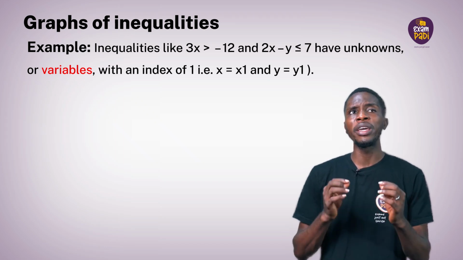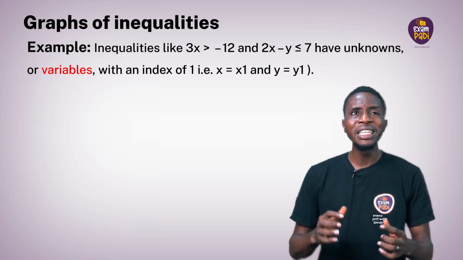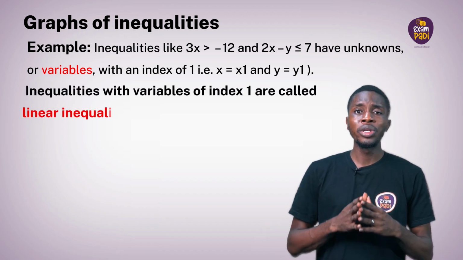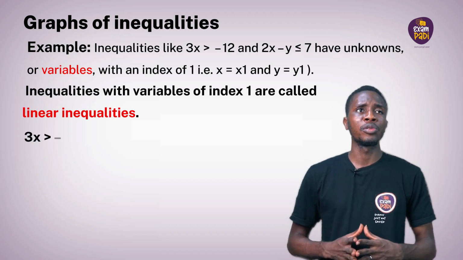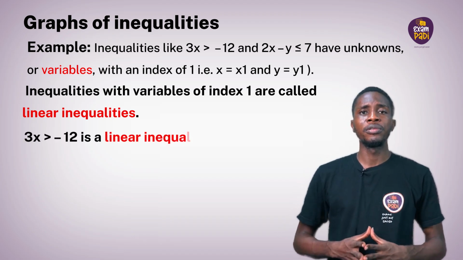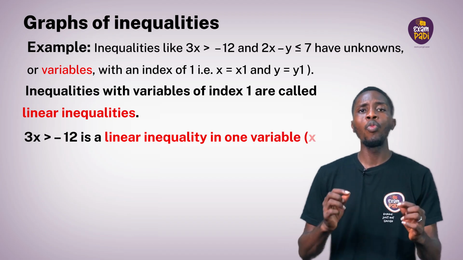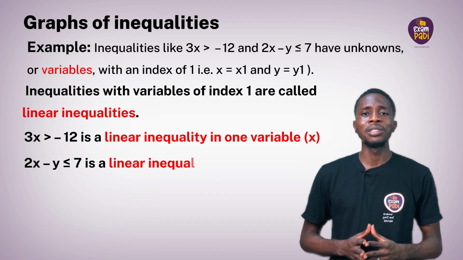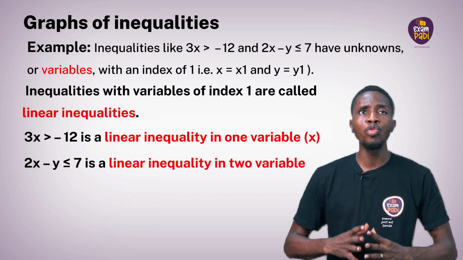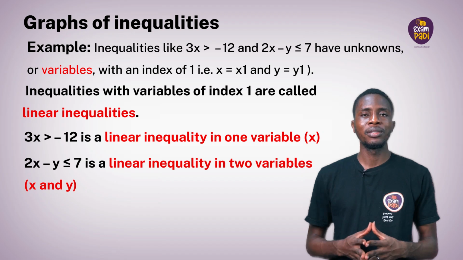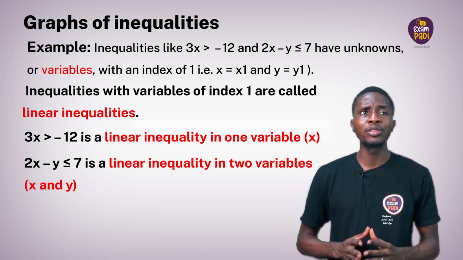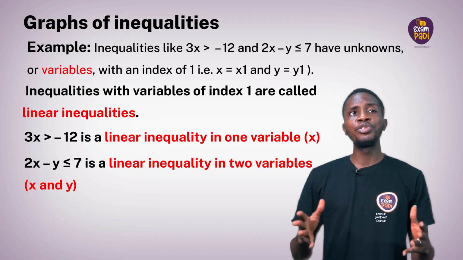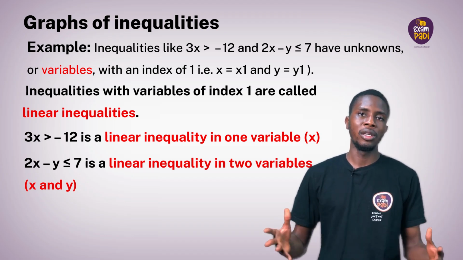Inequalities with variables of index 1 are called linear inequalities, that is, inequalities on a straight line without numerator or denominator. 3x greater than minus 12 is a linear inequality in one variable x. 2x minus y less than or equal to 7 is a linear inequality in two variables, x and y. This lesson is restricted to linear inequalities in one variable.